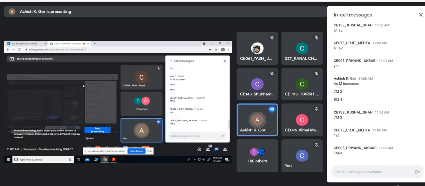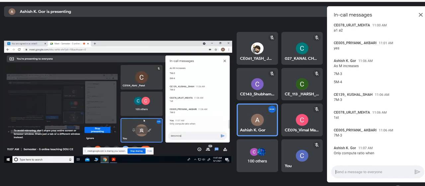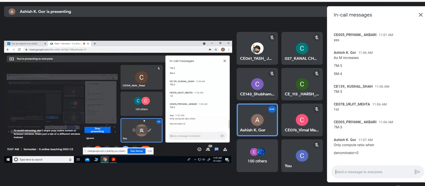Remember, one thing I want to add: you can only compute the ratio when the denominator is strictly greater than 0. If the denominator is 0, definitely it's infinity, so that ratio cannot be computed. And if the denominator is negative, which means theta is negative, it means the limiting value is negative. It cannot be, because the limiting value cannot go negative.